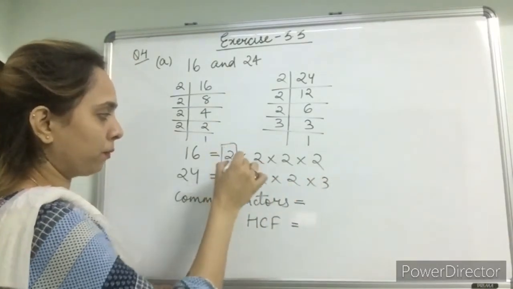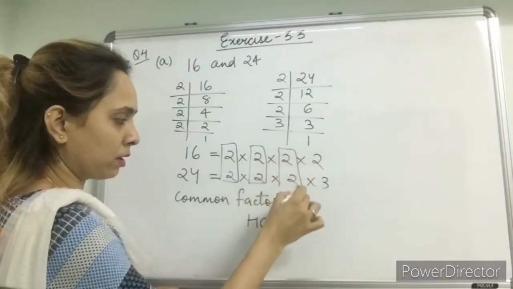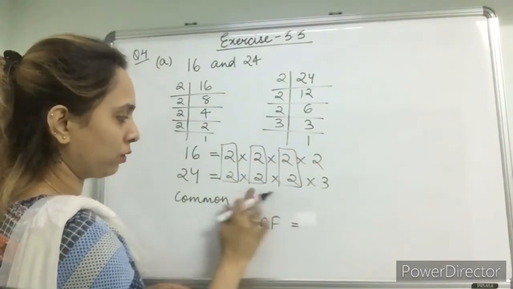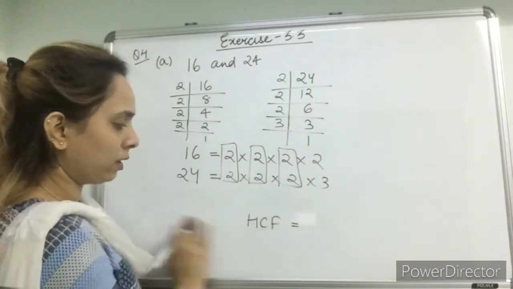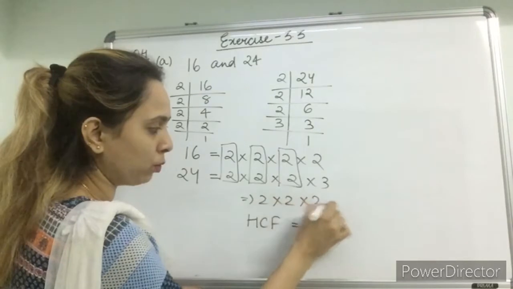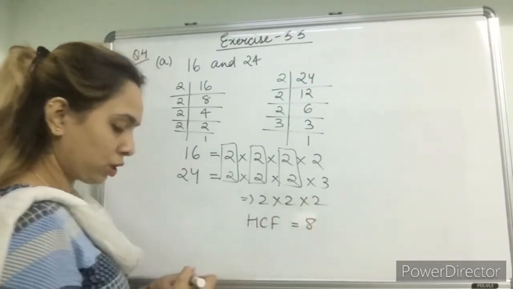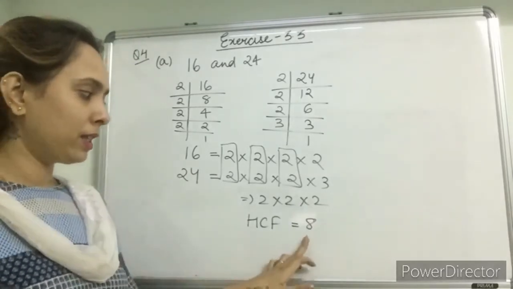Prime numbers, common prime numbers, not prime factors. So here we will write HCF directly. Here we have 2 into 2 into 2. So 2 twos are 4, 4 twos are 8. So the highest common factor is 8.